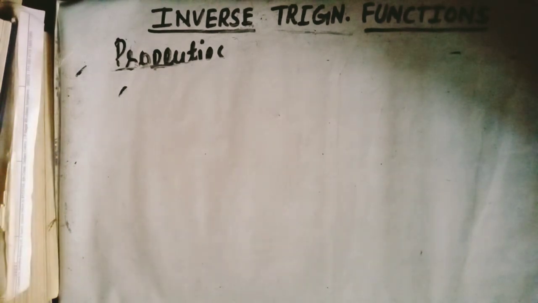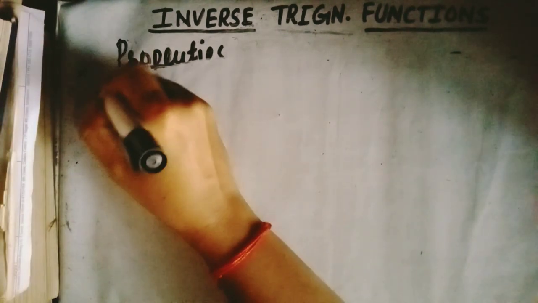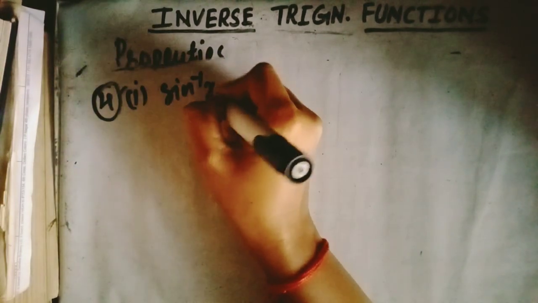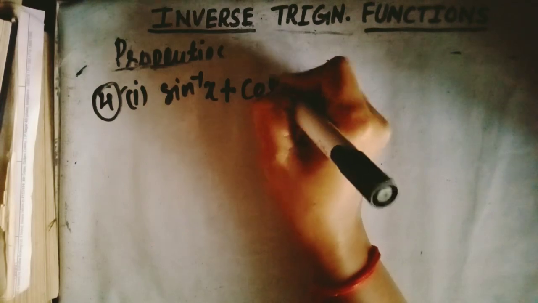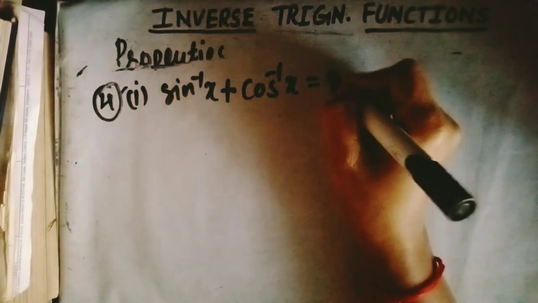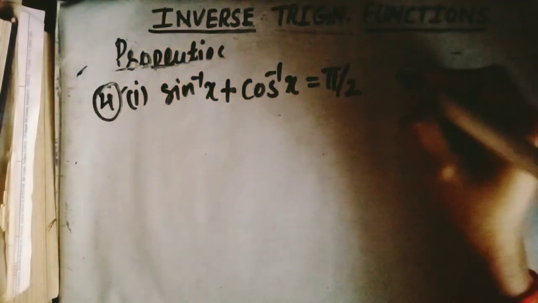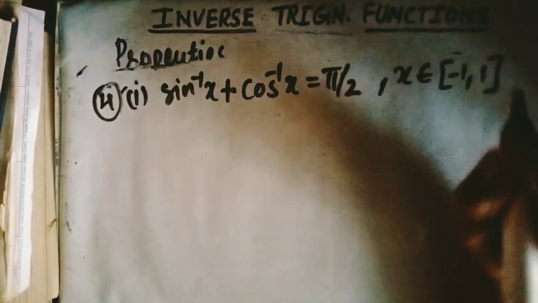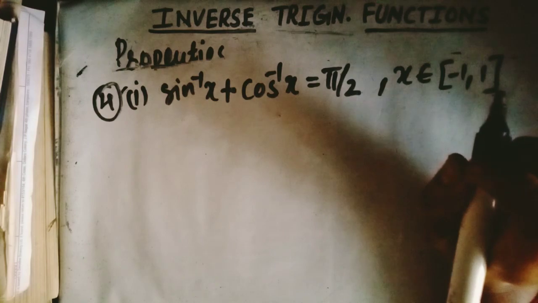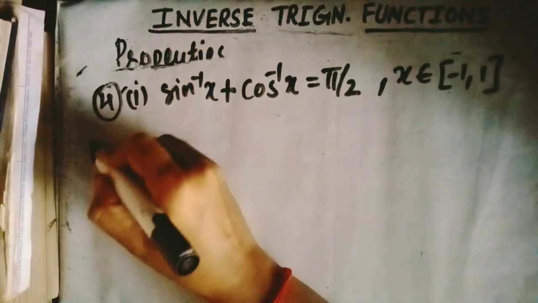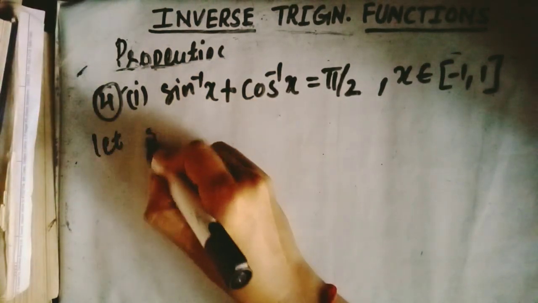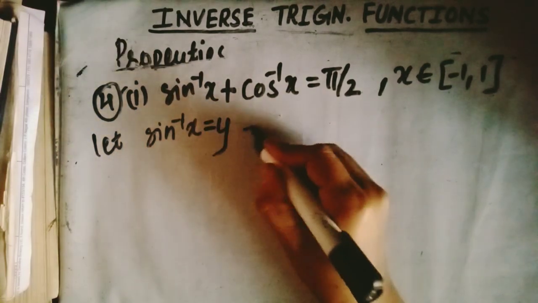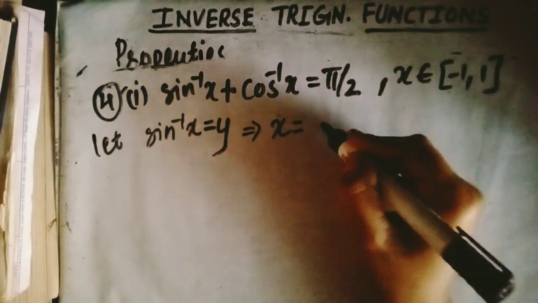Next property, the fourth one. The first one: sin inverse of x plus cos inverse of x is equal to pi by 2, where x belongs to minus 1 to 1. Now you first take sin inverse of x equal to y. So from this, x is sine of y.